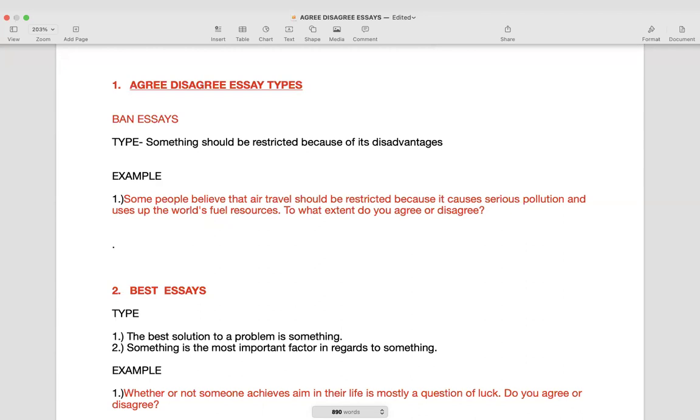So there are 6 different types of essays in your book: agree, disagree essays, positive, negative development, advantage, disadvantage essays, problem solution essays, discussion essays, and direct essays. So there are 6 types of essays in total.